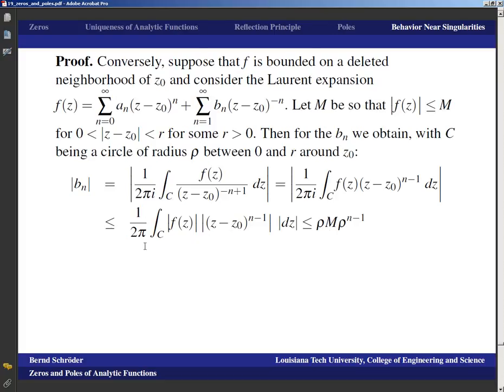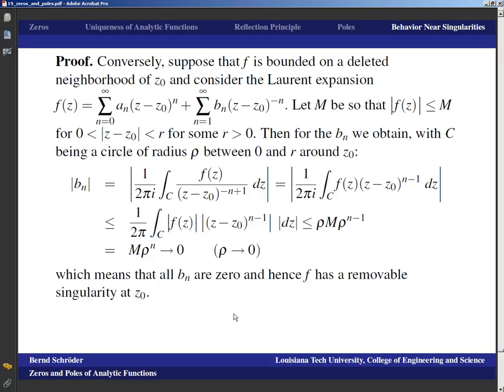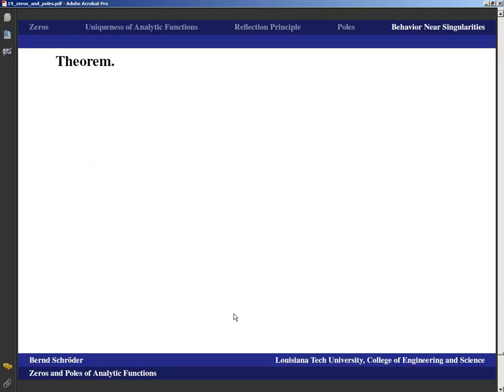So basically it's 1 over 2 pi times 2 pi rho times the bound for f times the bound for (z minus z0) to the n minus 1. Well, that's M times rho to the n, and if we let rho go to 0, then that goes to 0. But remember that b_n didn't depend on rho, which means if this goes to 0 as rho goes to 0, then the b_n's must be equal to 0. And that means f has a removable singularity because the principal part of the Laurent expansion is equal to 0.